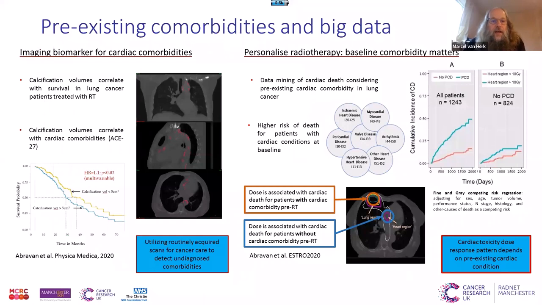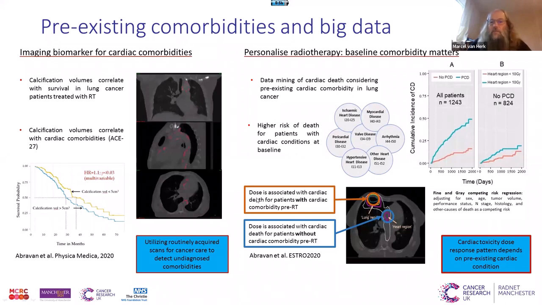Now then, we also have biomarkers of other comorbidities, and Azadeh Abravan is working on cardiac outcomes. She has been using automatically segmented calcifications in 4D CT data, the little red contours, to determine the load of calcifications in a patient. And we showed that patients with a lot of calcifications have poorer survival than patients with less calcifications.